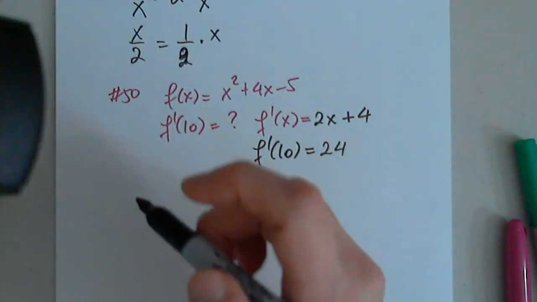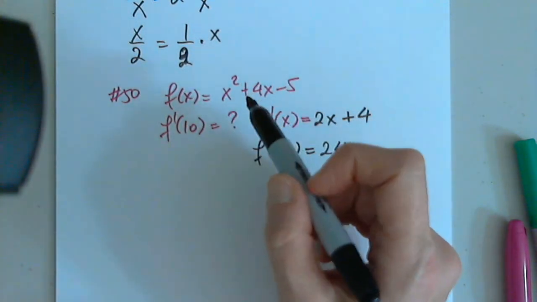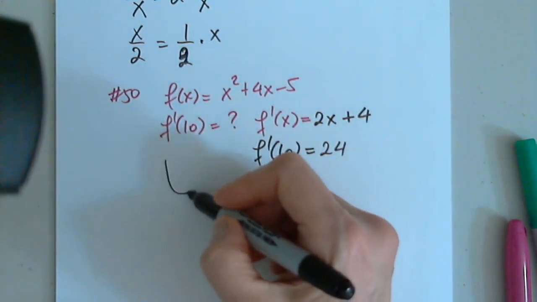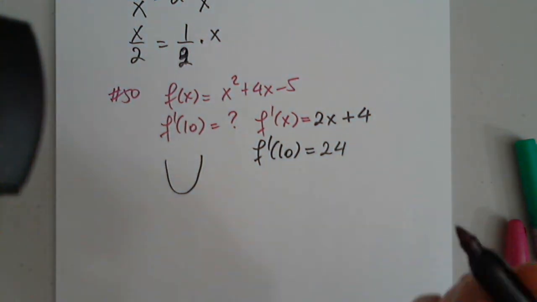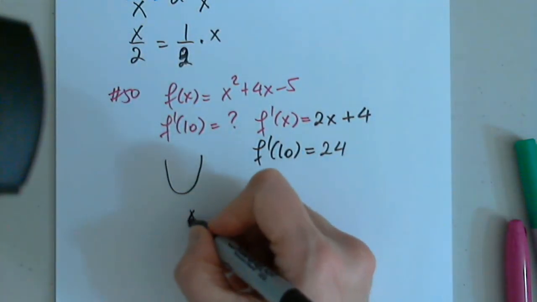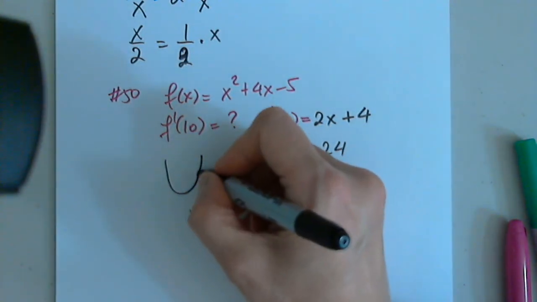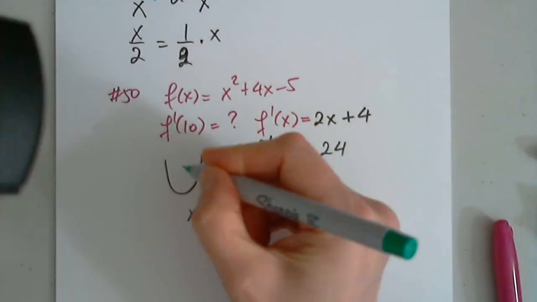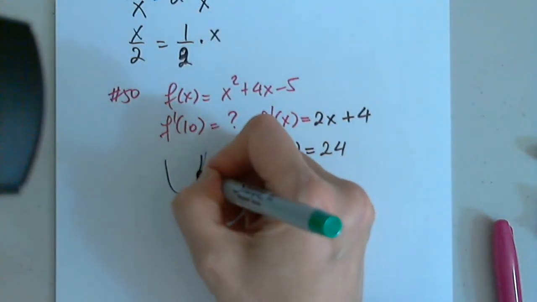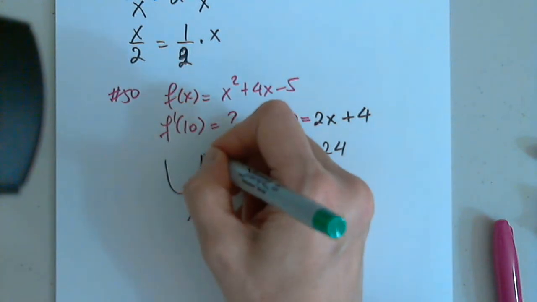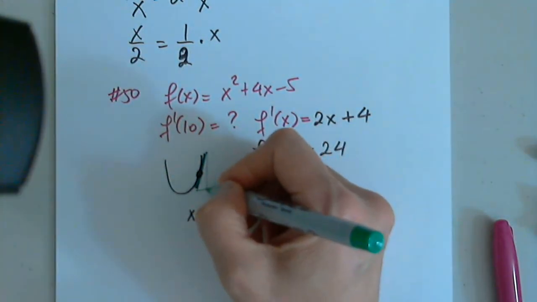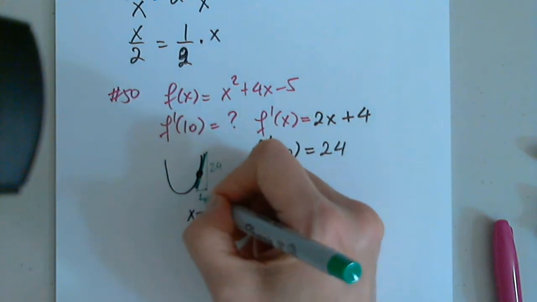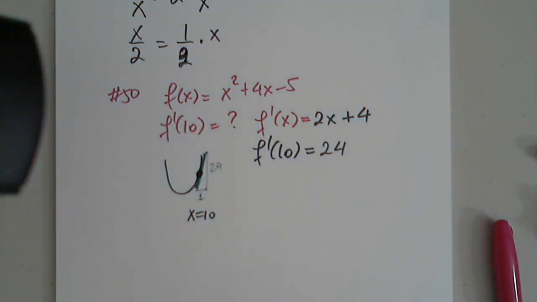So here's what it means. Let's suppose I have this graph. It's a parabola. It has a minimum. So let's say it's something like this. Of course, it has to have that shape. So let's suppose that this is x equals 10 right here. The rate of change of the function at that point is 24, which is the slope of this line. Rise over run. So this is 24 and this is 1. Exactly. Well done.